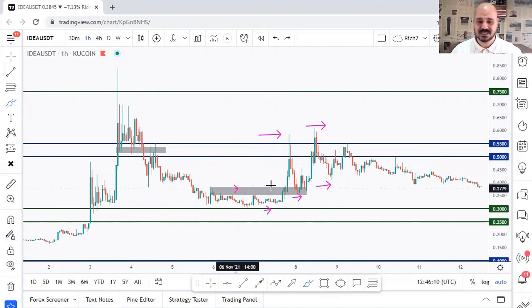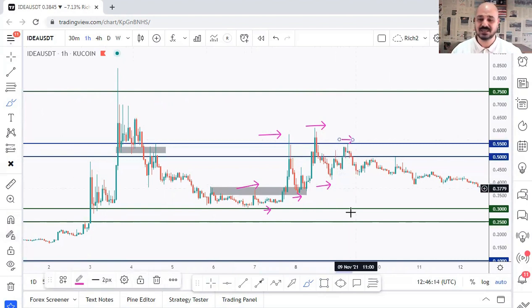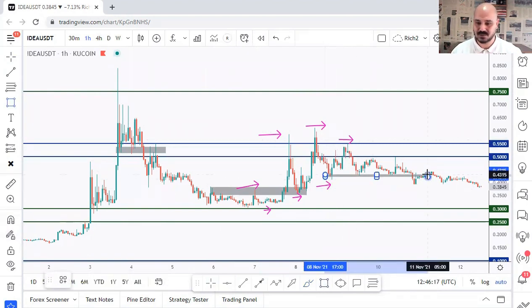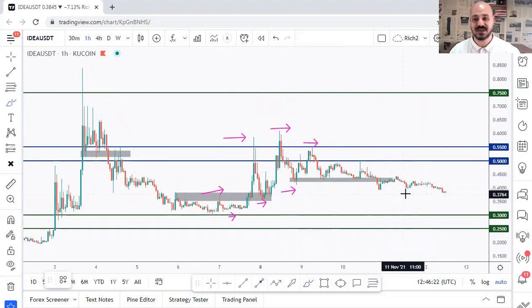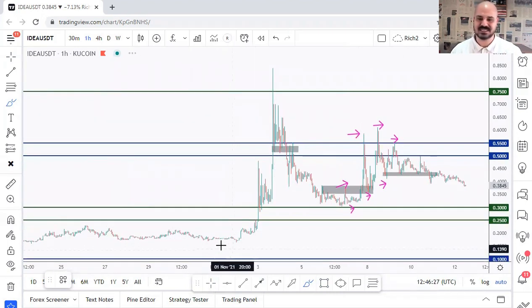So higher highs and higher lows, then price failed to make a higher high, instead made a lower high and broke below the previous low, which is around here. So now we are overall bearish. And again, you don't want to buy a bearish market. And of course, unless you are already holding it from this area, then you are already in profit.